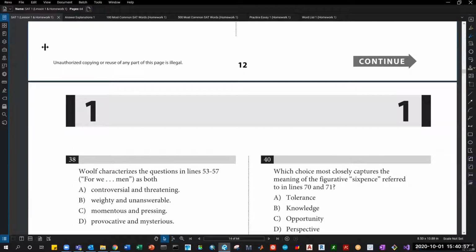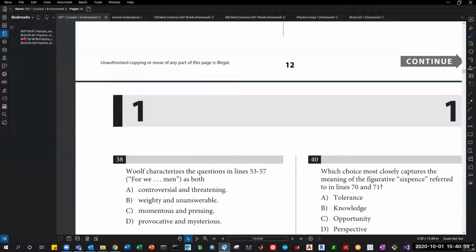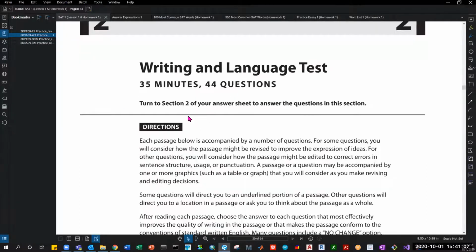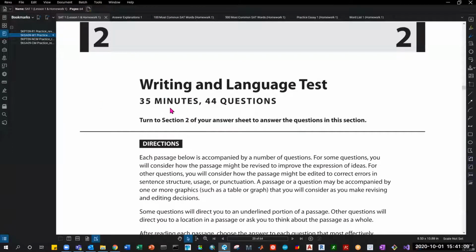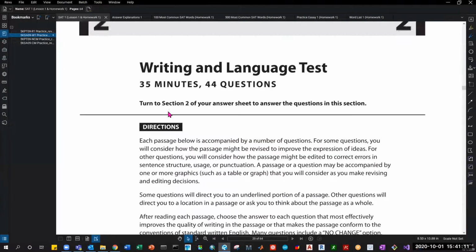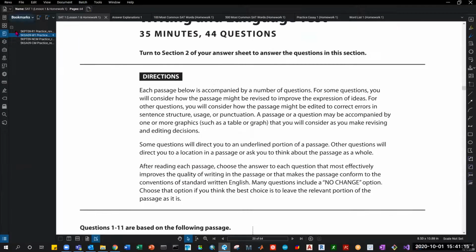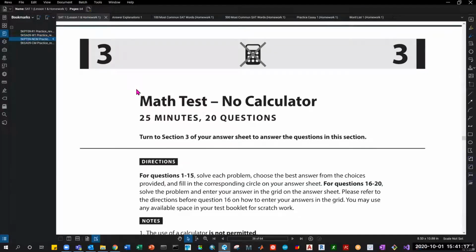So let's see. Right here, the writing and language, this is where it shows up. This is the one I want to focus on mostly. Section 2 is always between the reading and the math. We'll attack this, but I'll just explain it, and you can read this on your own time. And then section 3 is the math test, no calculator.